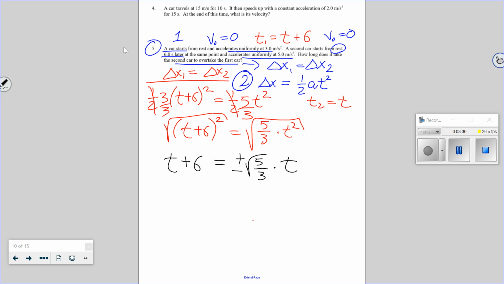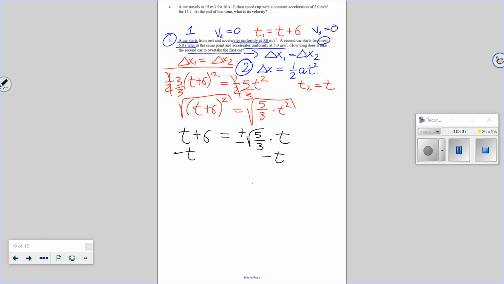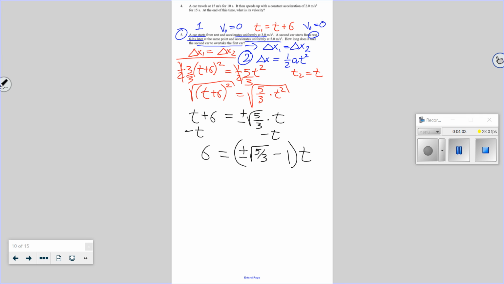I've got my 6. I'm going to subtract t from both sides, a single t. So I just get 6 equals, and then I'm going to factor. So this is plus or minus square root of 5/3, and then minus 1t. So I'm going to factor my t's out, slow down and do more steps if it's not clear how that happened. It definitely is a minus there. Okay, so we've really got just one more step. Oop, and we're almost done.